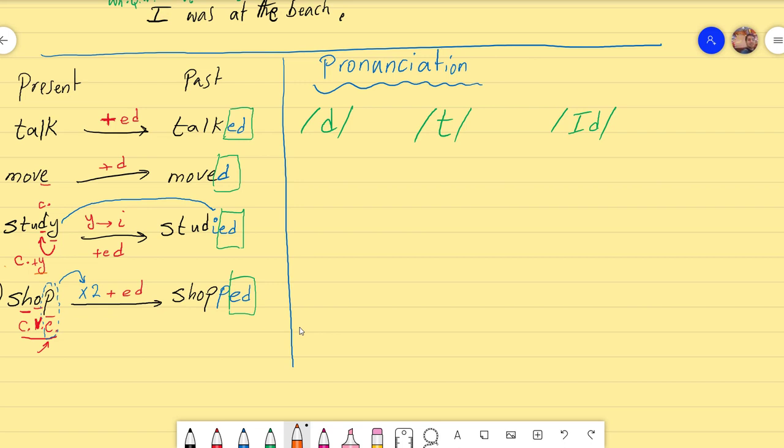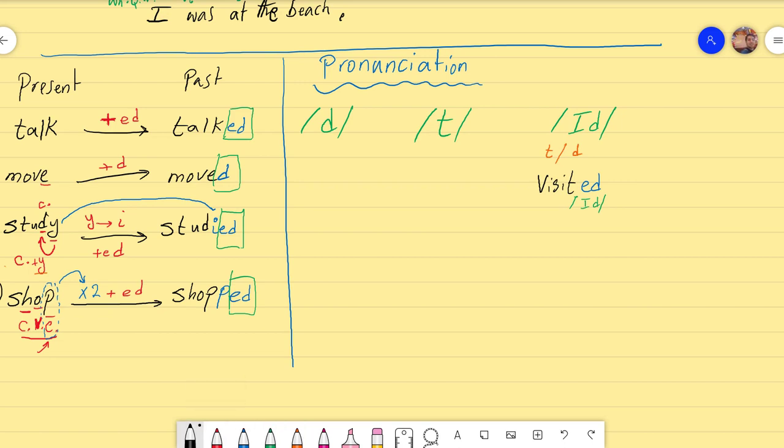If your verb finishes with t or d, one of these two, we have this sound. For example, look at this word, visit. What is the past form? How do we write it? Rule number 1. Add ed. Now, how do we pronounce it? This is visit, visited. So we add the sound id. Say visited.